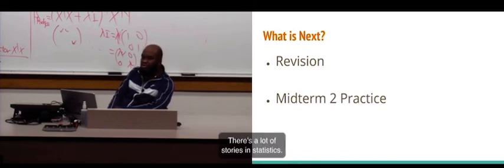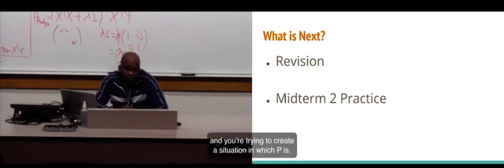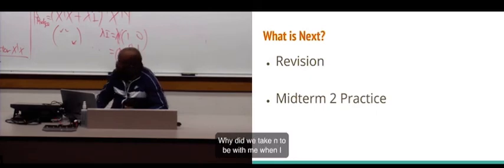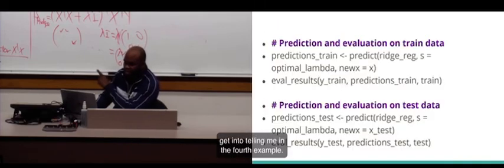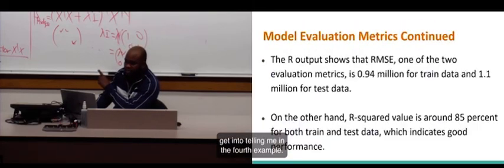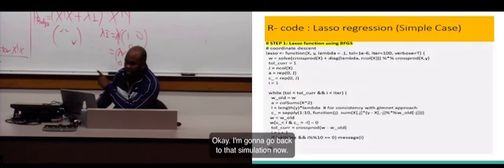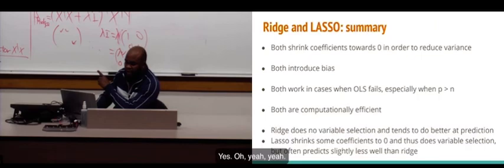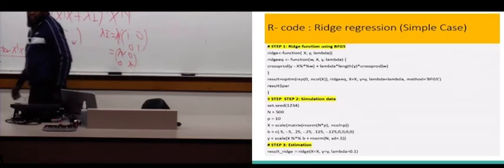In the simulation, why did we take n to be 100 and p to be 10 when we are trying to get a situation in which p is greater than n? Why do we take n to be where? When I get there, tell me. In the first example, the simulation that we've done. Okay, I'm going to go back to that simulation now. Yes, this one. N is 500 and p is 10.